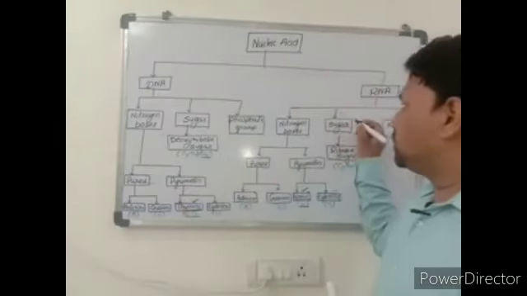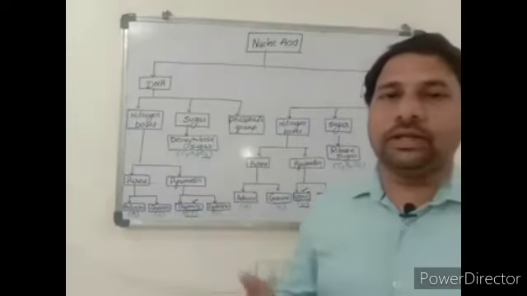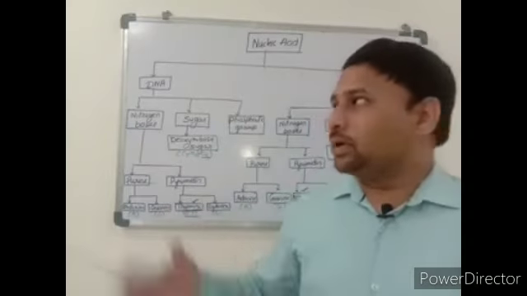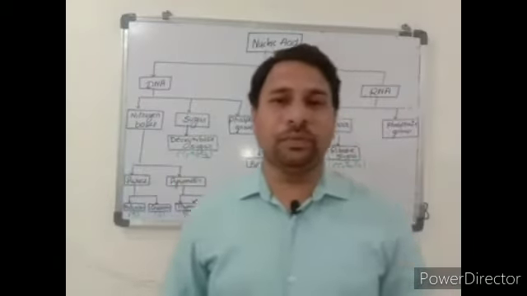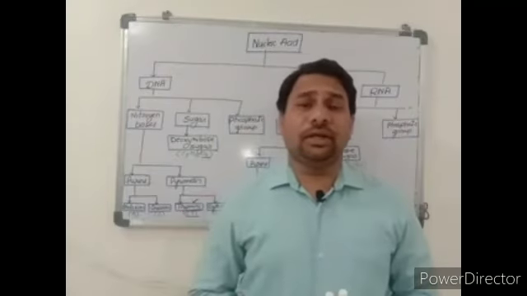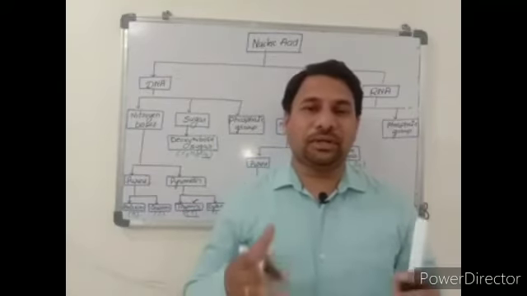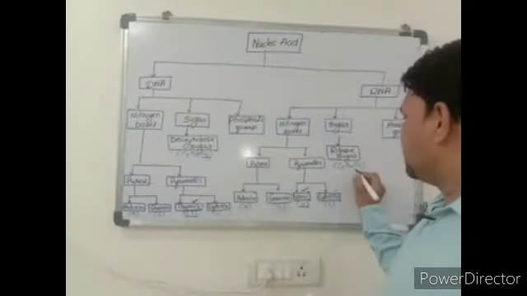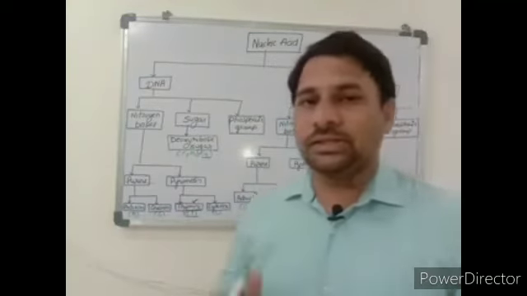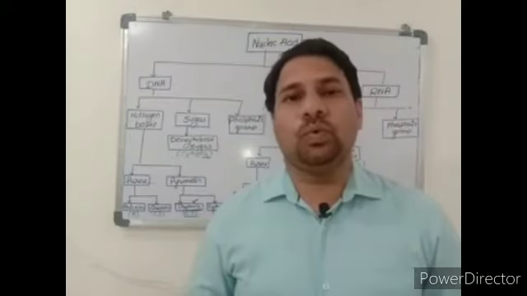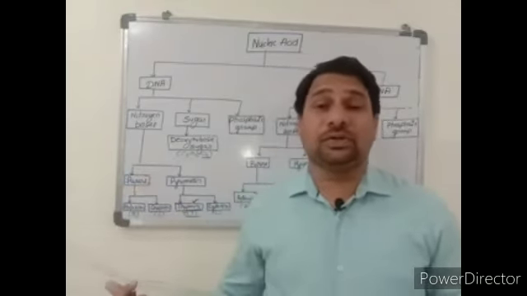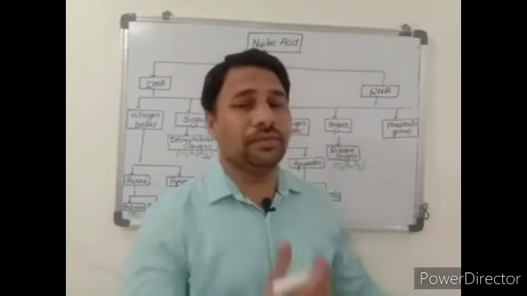Next is the sugar molecule. Which type of sugar? It is ribose sugar. DNA also contains a sugar molecule, but in DNA deoxyribose sugar is present, while in RNA ribose sugar is present. Ribose has the formula C5H10O5, meaning DNA's sugar contains one less oxygen and this one contains one more oxygen.